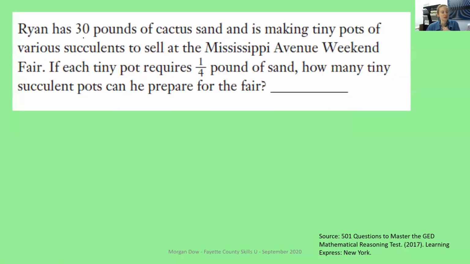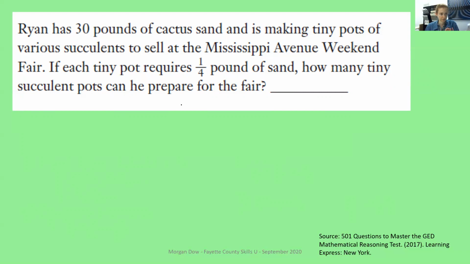All right, Ryan has 30 pounds of cactus sand and is making tiny pots of various succulents to sell at the Mississippi Avenue Weekend Fair. If each tiny pot requires a 1/4 pound of sand, how many tiny succulent pots can he prepare for the fair?